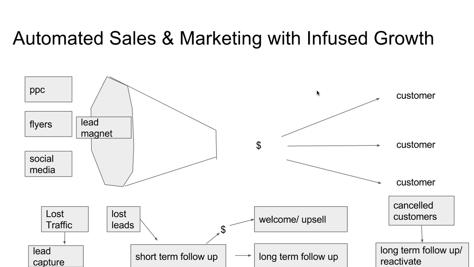Infused Growth. So a quick overview of what this diagram actually is: this is all your marketing and lead sources here. So pay-per-click, flyers, social media, your website. There's probably 10 or 15 different things that would fall in this block here of lead generation and advertising and marketing. This here is your sales funnel.